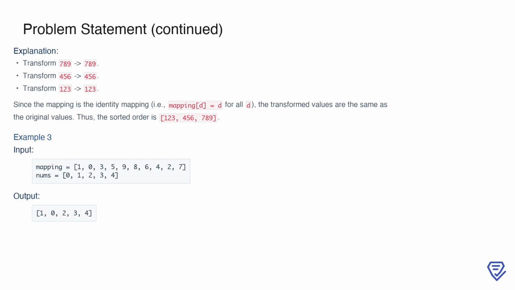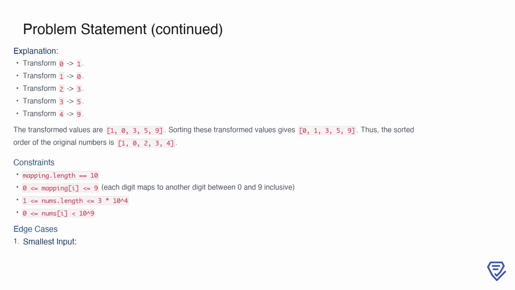Now let's consider example 2, where the input mapping is 0, 1, 2, 3, 4, 5, 6, 7, 8, 9, and nums is 789, 456, 123. Here, the mapping is an identity mapping, meaning each digit maps to itself. This means the transformation doesn't change the numbers. 789 remains 789, 456 remains 456, and 123 remains 123. Since the transformed values are identical to the original values, the sorting is based directly on the original numbers. Sorting 123, 456, and 789 in ascending order gives 123, 456, 789, which is the final output.